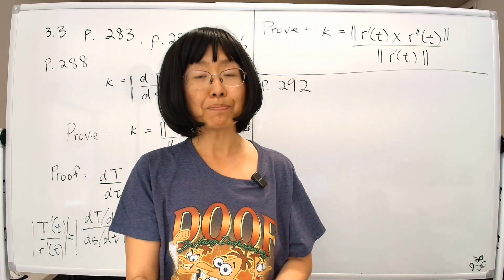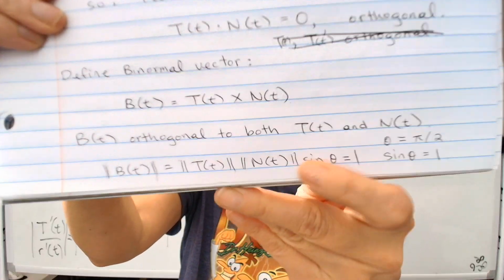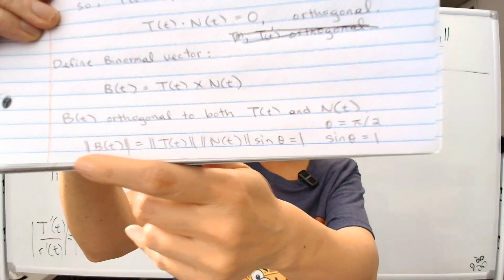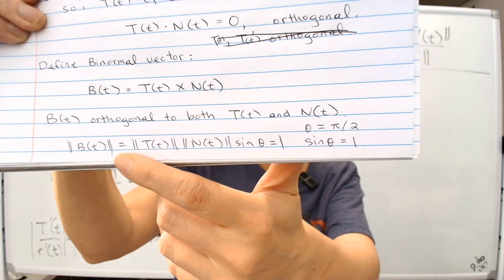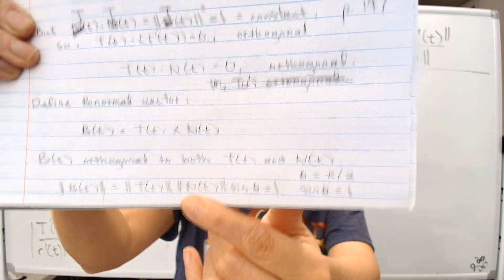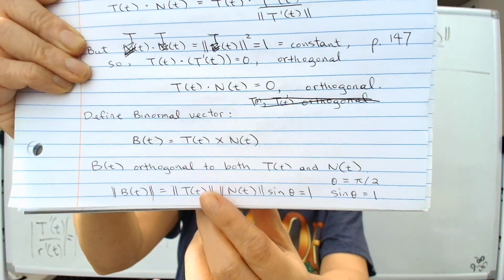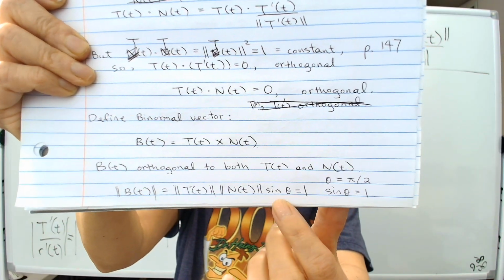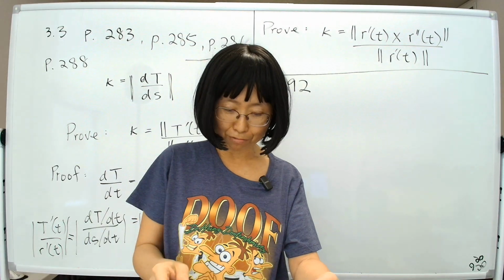However, the binormal vector is also a unit vector, and we can prove that by noting that by the definition of the magnitude of the cross product, it equals the product of the magnitudes of the two vectors times sine theta. In this case, since T and N are orthogonal, meaning perpendicular, as we showed right up here, the angle between them is 90 degrees, pi over 2. Therefore, sine theta equals 1, and therefore B of t's magnitude is the same as T's magnitude times N's magnitude, and they're both 1, so B of t is also 1.